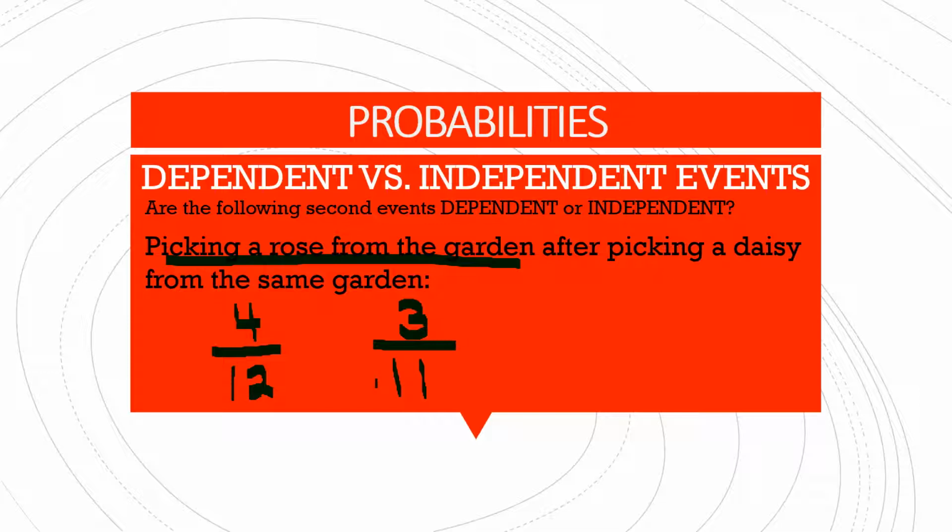Now, do you see how this 11 has been changed from the first selection? The first time around you picked a flower out of the garden and it changed this number. It changed the possibilities from 12 to 11. So the second selection is altered or changed by the fact that you already did the first selection, that you already picked a flower out of the garden one time. So this is going to be dependent.